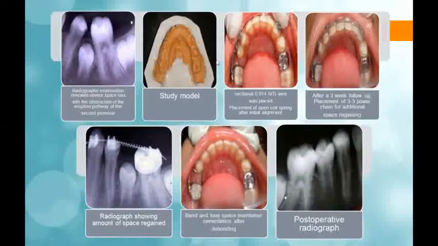After that, placement of the open coil spring is done after the initial alignment, and after some space regain, after the 3 weeks of follow-up, they place the power chain for additional space regaining. And this is the radiograph after the treatment that shows the amount of space regained for the eruption of the second premolar. After that, at the follow-up visit, they gave a band and loop space maintainer, and this is the post-operative radiograph after the follow-up that shows the proper eruption of the second premolar.